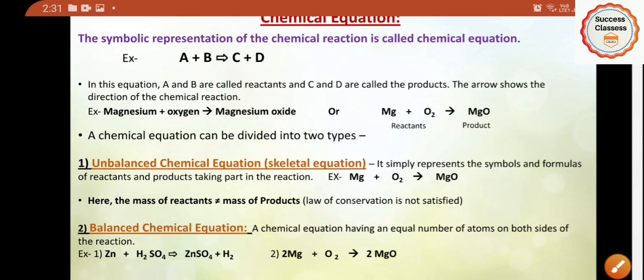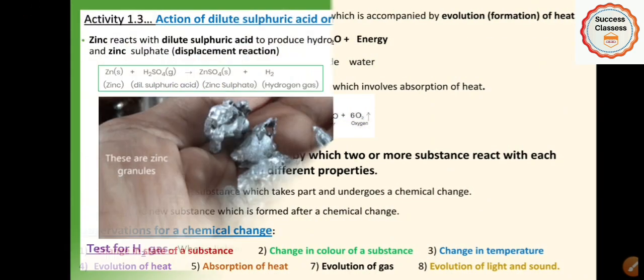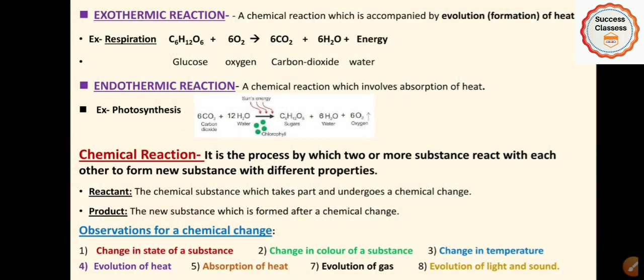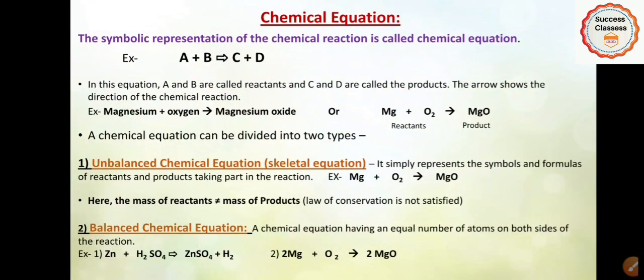But the balanced chemical equation is a chemical equation having equal number of atoms on both the sides of the reaction. So, the balanced chemical equation obeys the law of conservation of mass. So, here you can see zinc plus H2SO4 will give ZnSO4 plus H2. It is a balanced chemical equation. And second is 2Mg plus O2 will give 2MgO. So it is also a balanced chemical equation. The mass of reactants is equal to the mass of products.